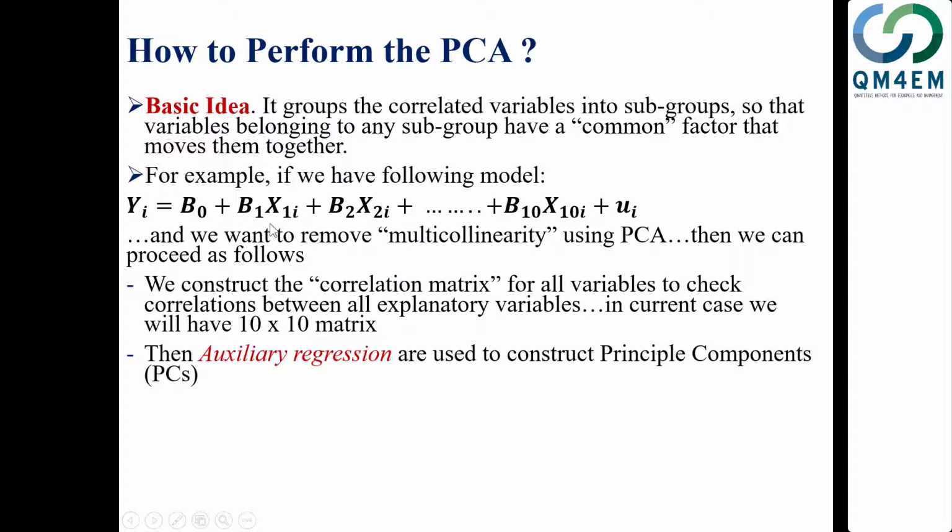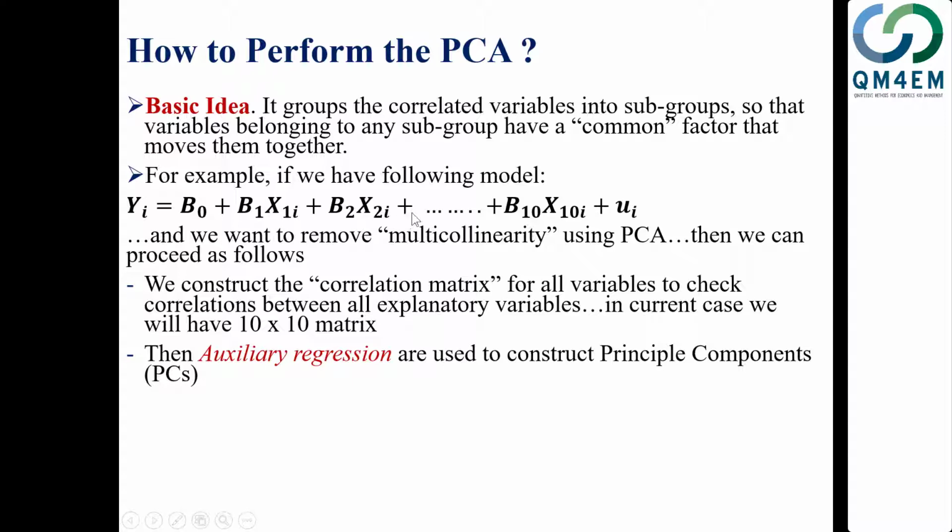Then we have a second auxiliary regression in which we regress x2 on x1, x3, x4 and all the other x variables. Similarly, we can think of a third auxiliary regression in which we have x3 as the dependent variable and all other x variables as independent variables. We use these auxiliary regressions to create the principal components. How we do that, I will show you in eViews.